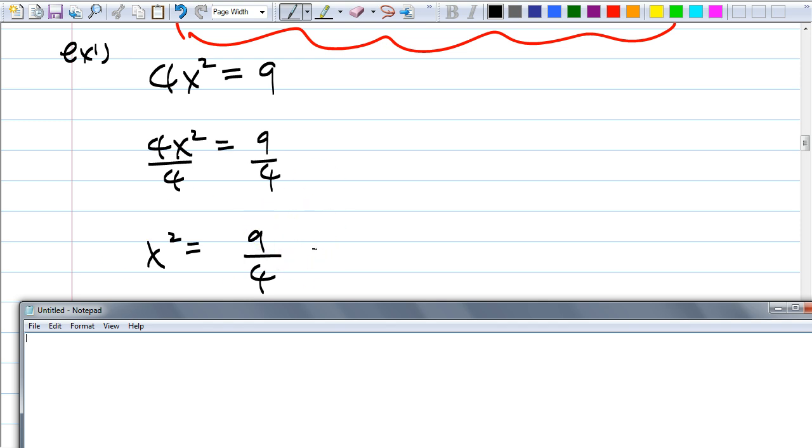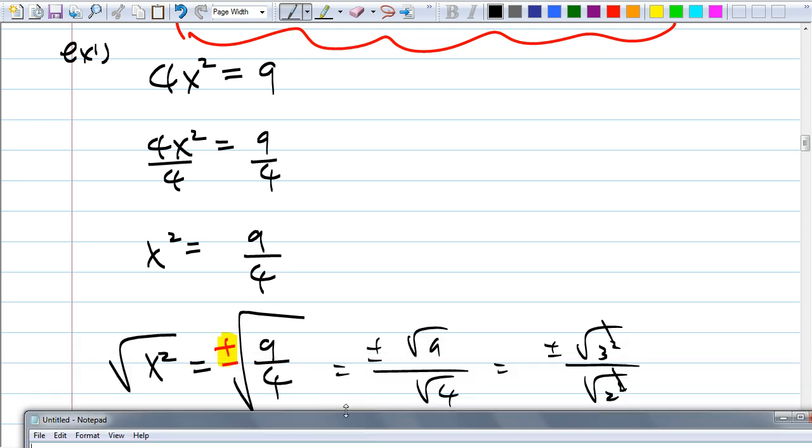Then you've got to do something, you have to solve it a different way. But if you have a perfect square equal to a number, it's really easy. All you have to do is, like Chris said, square root both sides. And don't forget to put positive or negative. And isn't 9 a perfect square? It's kind of nice because it's 3 squared. Isn't 4 a perfect square?